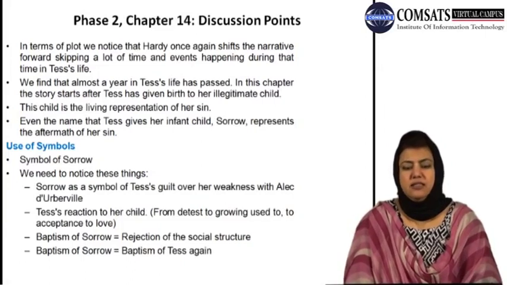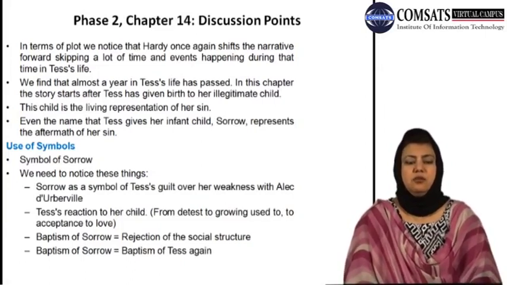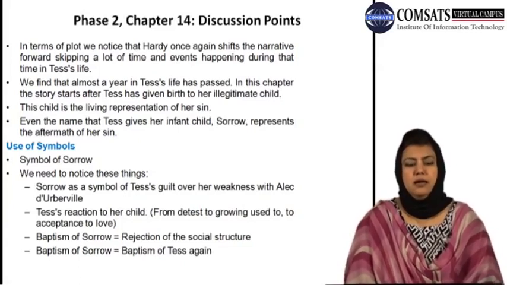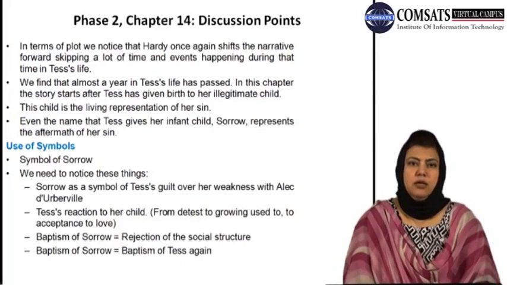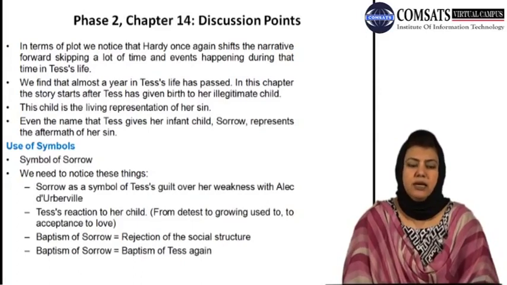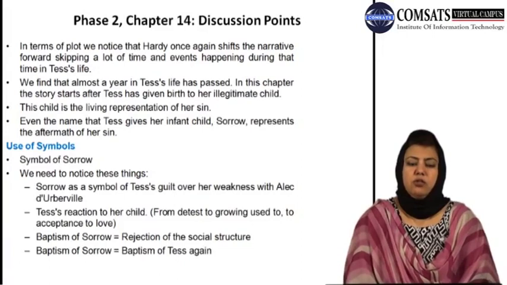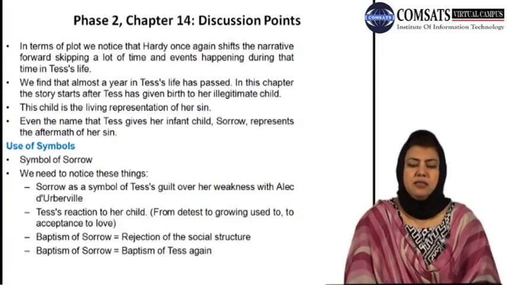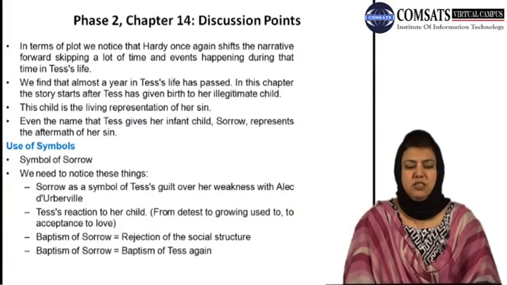It is only as we read this chapter that we realize that Tess has given birth to a baby boy, and the boy is not very well and is going to die soon. And it is through this chapter we see that Tess baptizes the child before the child dies. We find anyhow that almost a year in Tess's life has passed. In this chapter the story starts after Tess has given birth to the illegitimate child.